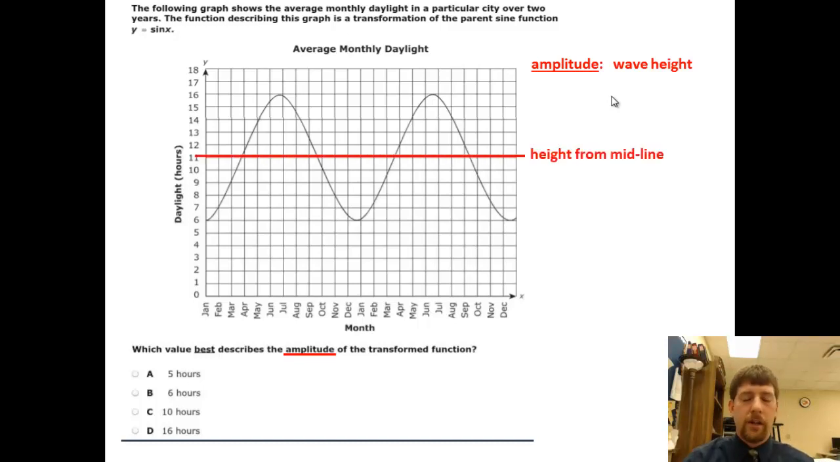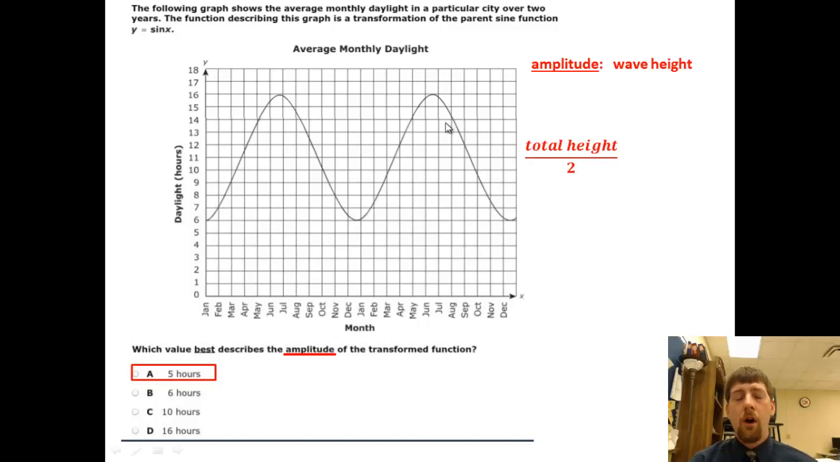So there's two ways to look at it. One is the height from the midline. Think of this as if everything was at rest, it would be here at 11. The amplitude is how high we are off of that midline. So from 11 up to 16 gives us a height of 5. So the amplitude is 5. Pretty straightforward. Another way some people do it is they'll take the overall height and divide it by 2.